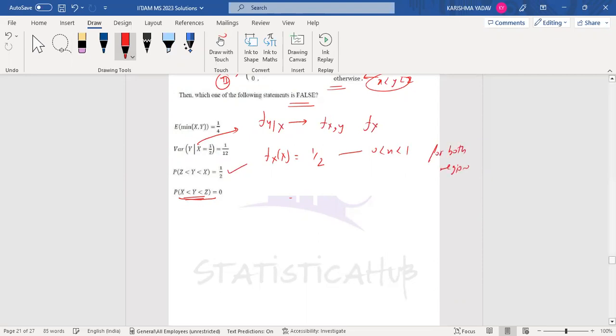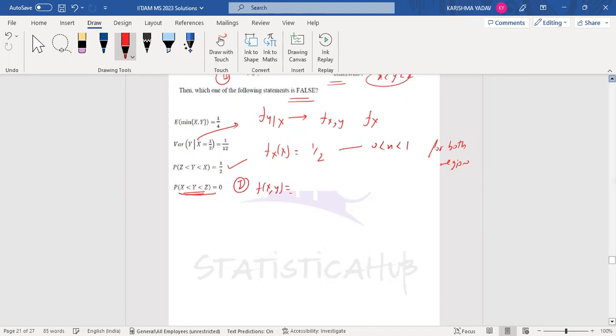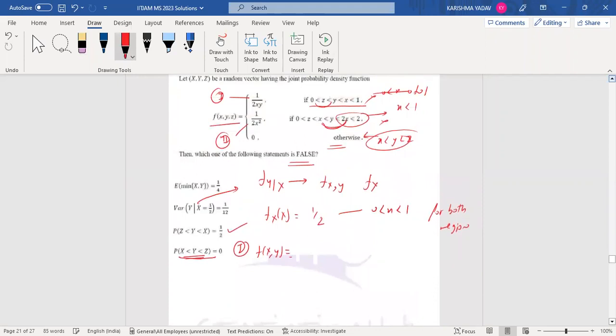Okay, now let's find out f of x comma y, the joint of x comma y, for the very first region. We have to put the depending limit for z. For finding the joint distribution of x and y, that is the integral of 1 upon 2xy dz. What is the limit for z? That is 0 to y here, which gives y upon 2xy, which is 1 upon 2x. What is the limit for this region? That is 0 less than y less than x less than 1. This is the region for f of x comma y, right?